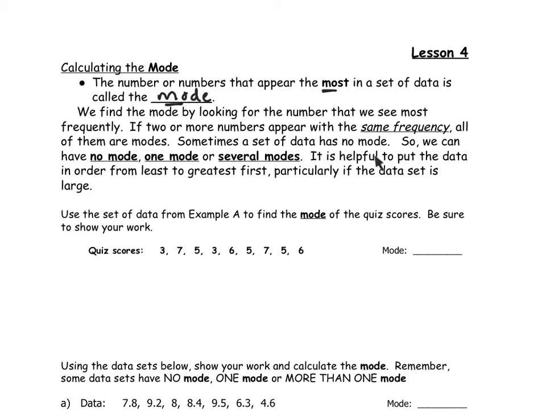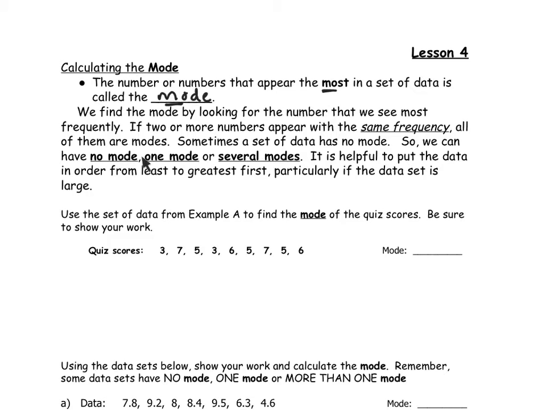It is helpful, but not necessary, to put the data in order from least to greatest first, particularly if the data set is large. So when we did the last lesson, the median, we had to put the data from least to greatest first. That was a very important step. We do not have to do that when dealing with a mode, but it is really helpful because we can immediately see the frequency with which we see a number.